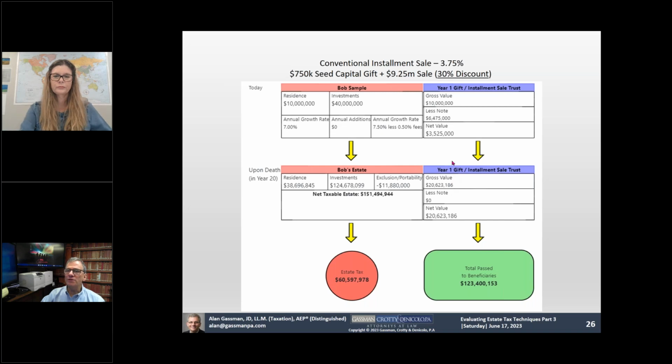But what if he took a 30% discount? So he put the $9,250,000 of assets into an LLC. He waited 35 days, then he sold the 99% non-voting member interest for a $6,475,000 note instead of a $10 million note. Now, in 20 years, that trust has a $20 million net worth based upon a $750,000 gift. Sounds like a no-brainer to me. The estate tax is down to $60 million.